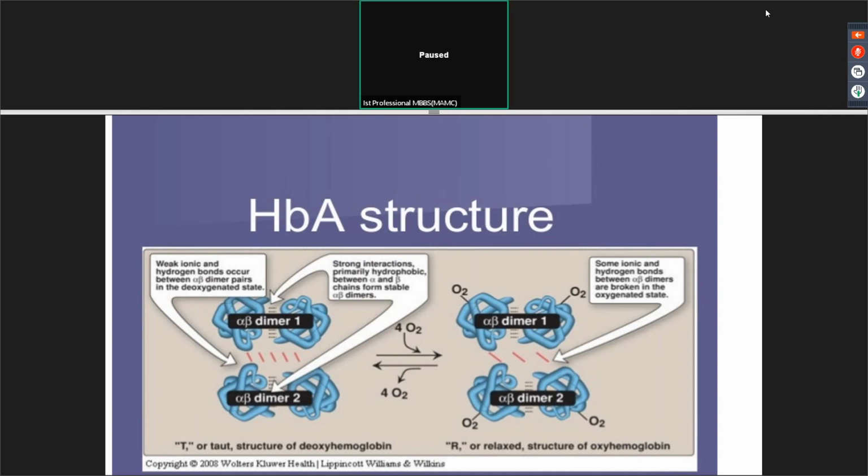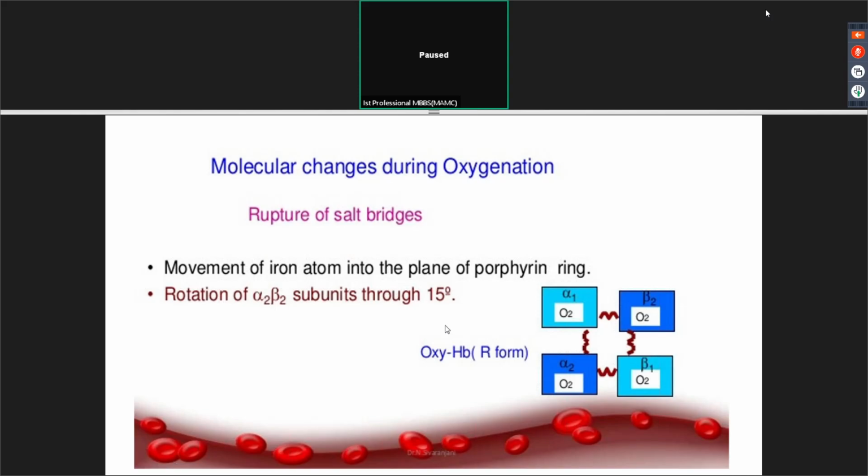So in our last class, we have read about the hemoglobin structure and how oxygen binds with the hemoglobin. It is the coordinate type of, this is cooperative type of binding with the 6th coordinate valency of iron.